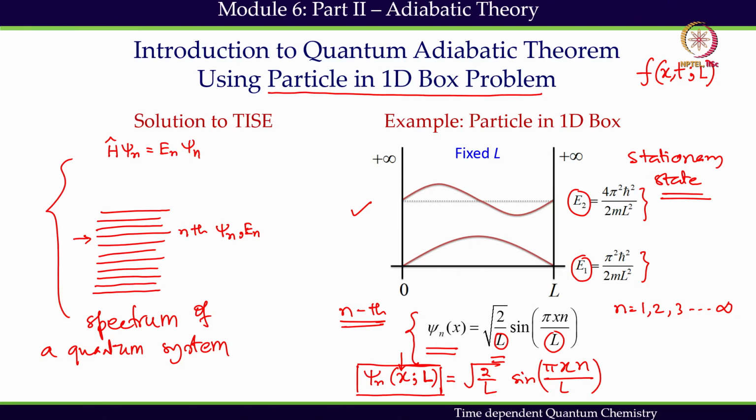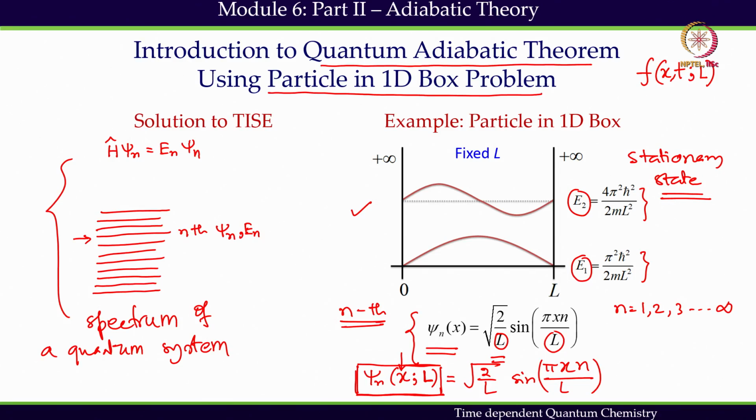This is not done very frequently in the popular textbooks when they represent the one-dimensional box problem, because it is assumed that L is constant. But more specifically, with regard to the presentation of the quantum adiabatic theorem, we will specify that this wave function parametrically depends on L. If I change L, my wave function will change, but L is not a variable, it is a parameter.